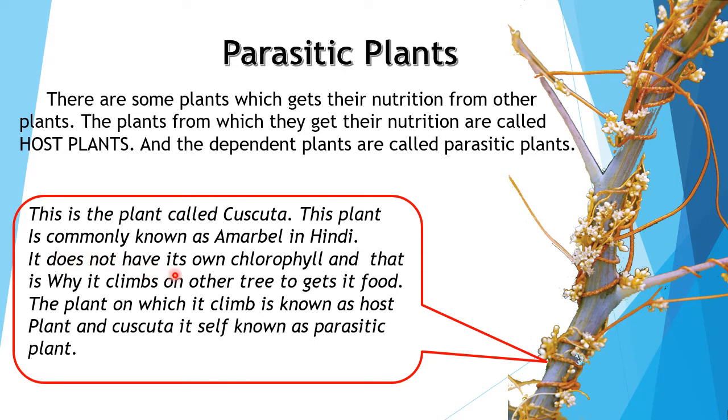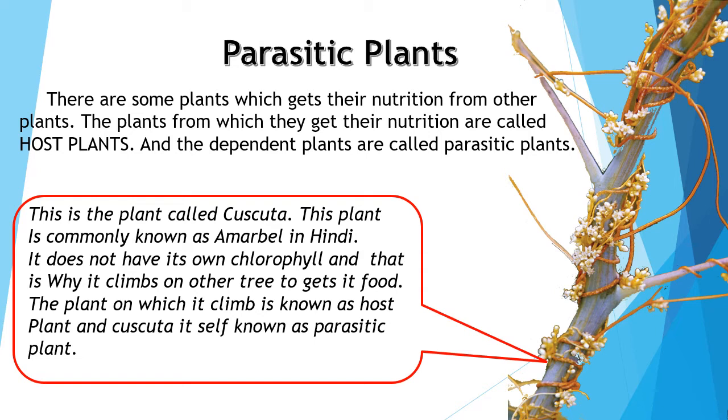It does not have its own chlorophyll, that is why it is yellow in color, because it does not possess any type of chlorophyll molecule. So to obtain its food, it climbs on the other tree. The plant on which it climbs is known as the host plant. For amarbel, this is the host plant, and this branch of yellow color is known as the parasitic plant. So Cuscuta is itself a parasitic plant, whereas the plant from which it obtains its nutrition is known as the host plant.